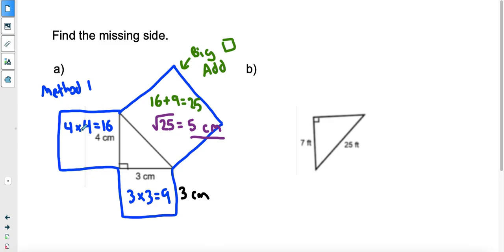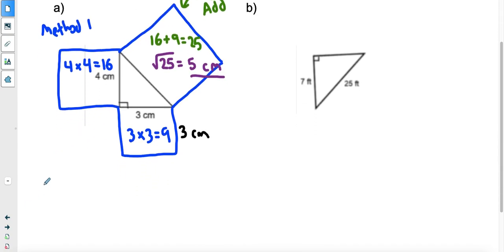Another way we can do this is by using the formula. Again, remember the formula tells us that a squared plus b squared is equal to c squared. C represents the longest side of the triangle, the side across from my 90-degree angle. That's the side we're trying to find that we don't know.